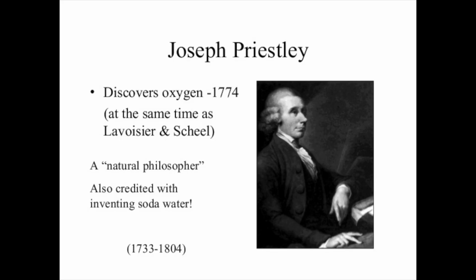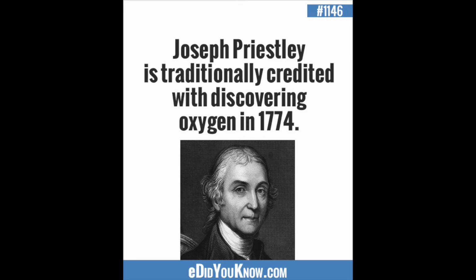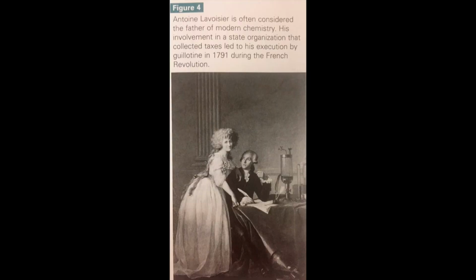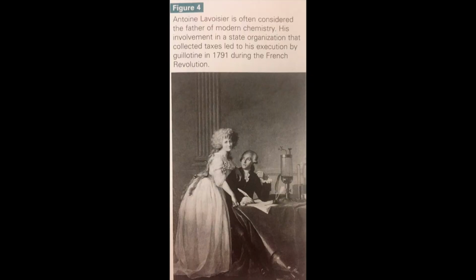Late 1700s. Joseph Priestley was the first person to isolate oxygen scientifically, but he did not know that oxygen is an element. This fact was soon recognized by Antoine Lavoisier. Figure 4. Antoine Lavoisier is often considered the father of modern chemistry. His involvement in a state organization that collected taxes led to his execution by guillotine in 1791 during the French Revolution.